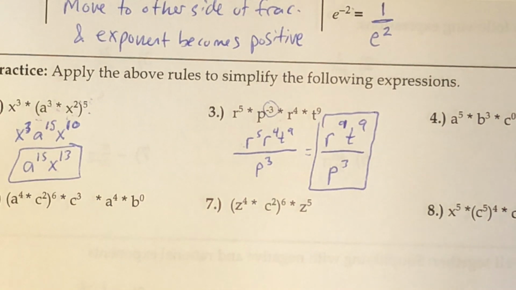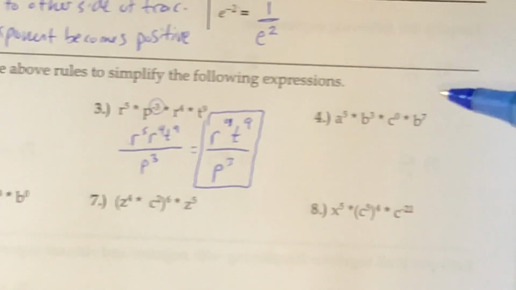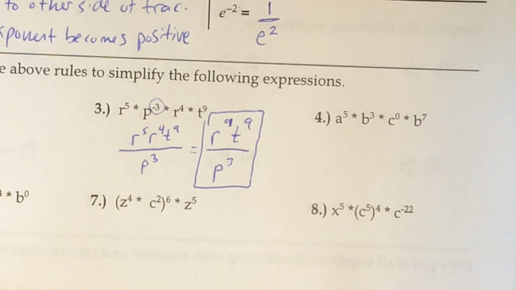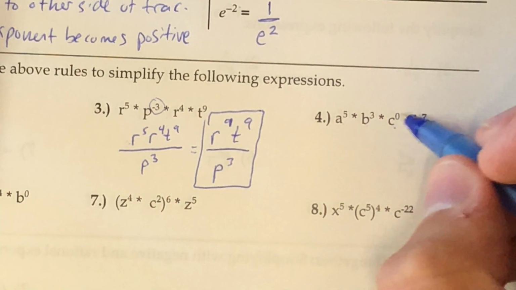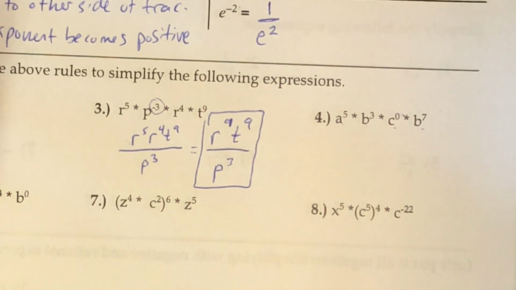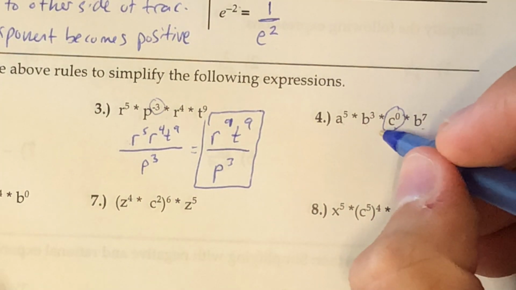Okay, moving on, number 4. And as we're going through, if you want to pause the video to write down these problems, you're welcome to do that. I know I'm going kind of fast. We have a to the 5th, b to the 3rd, c to the power of 0, and b to the 7th. So I notice we have something to the power of 0. That's just 1.